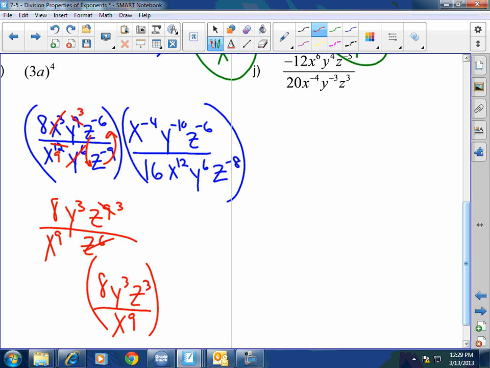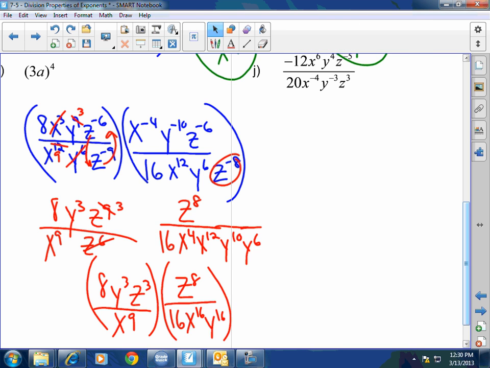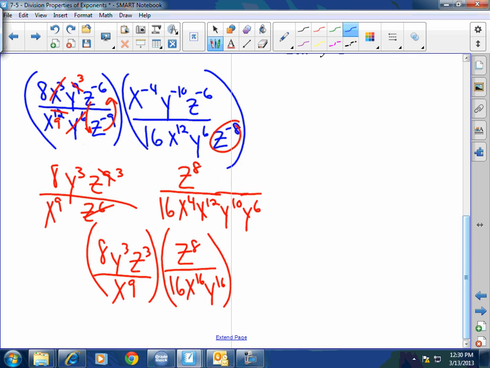Now, this guy. This negative z goes up. Then down at the bottom you have the 16, x to the 4th, which you brought down, x to the 12th, which was there already, y to the 10th, which you brought down, and y to the 6th, which was there already. So I've got z to the 8th over 16, x to the 16, y to the 16. Now pay attention to this, because this is easy. Just got to pay attention.